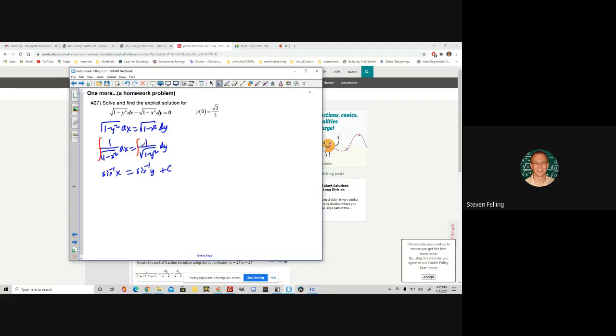Okay, and while we're at it, let's go ahead and plug in the initial condition right now to establish what the constant is. So when x is 0, y is this. If I plug in 0 for x, I have to get y is the square root of 3 over 2.